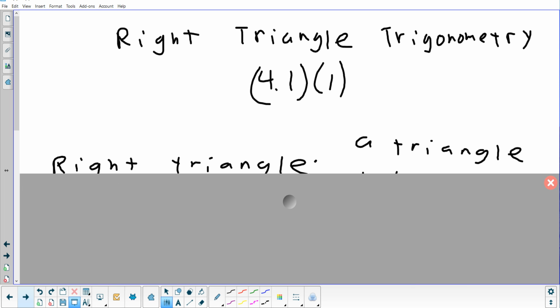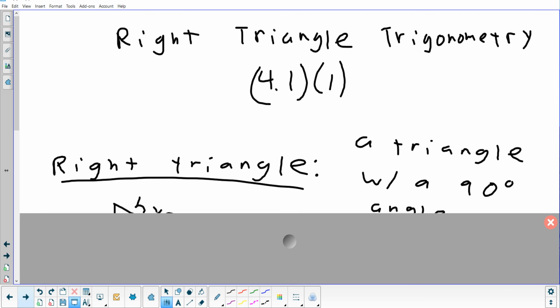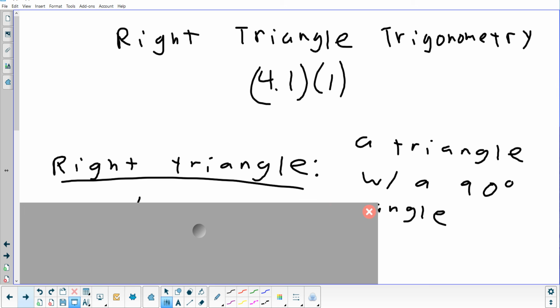So first, the title of the section is Right Triangle Trig. So let's just review what that word means. What makes a triangle a right triangle? Ethan? It has a 90-degree angle. Okay, so that's a triangle with a 90-degree angle, and the symbol we usually use for that is a little box, little square in the corner that's a 90.